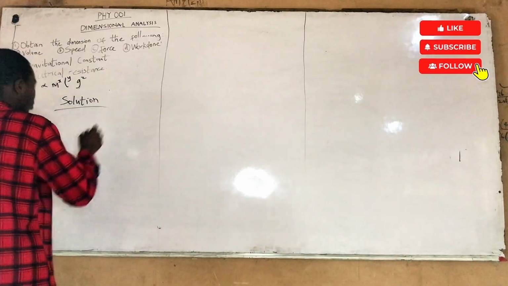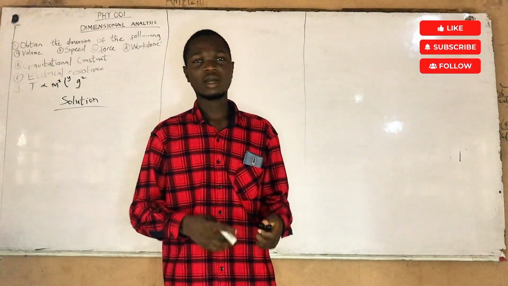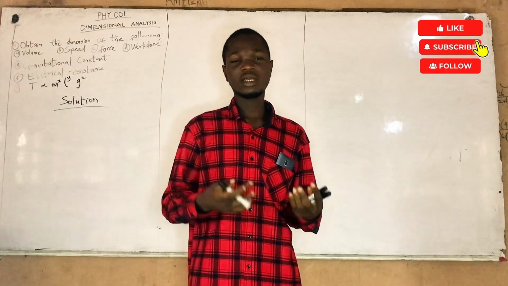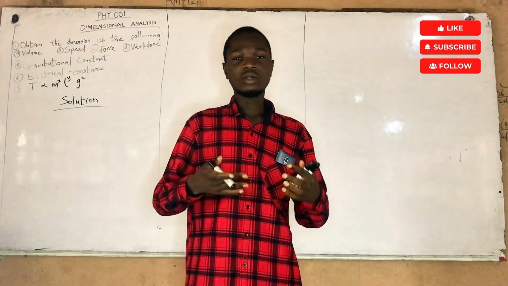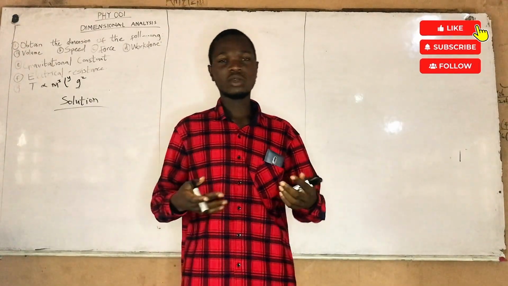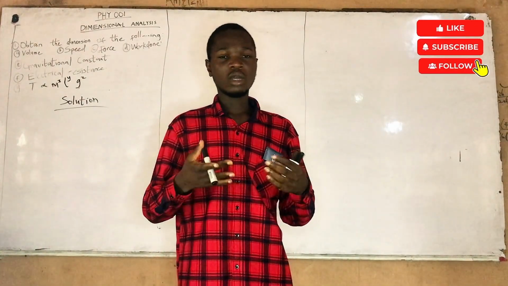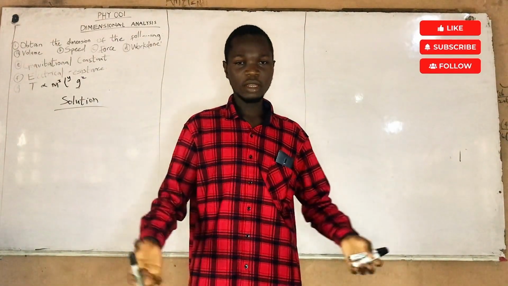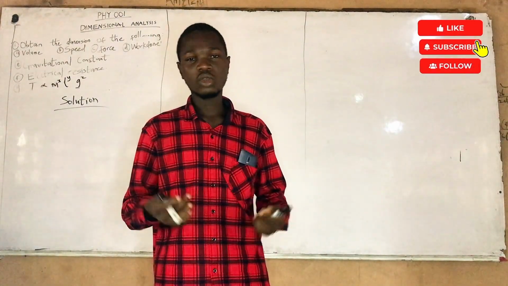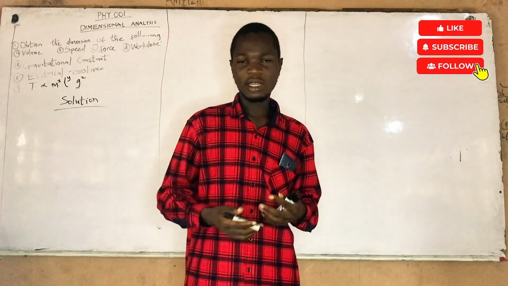so in our last class, I said that dimensional analysis has various importance in physics. For example, dimensional analysis can be used to determine the correctness of an equation. Whether an equation is correct or not, you can use dimensional analysis to determine whether the equation is correct. And also you can use dimensional analysis to derive an equation.